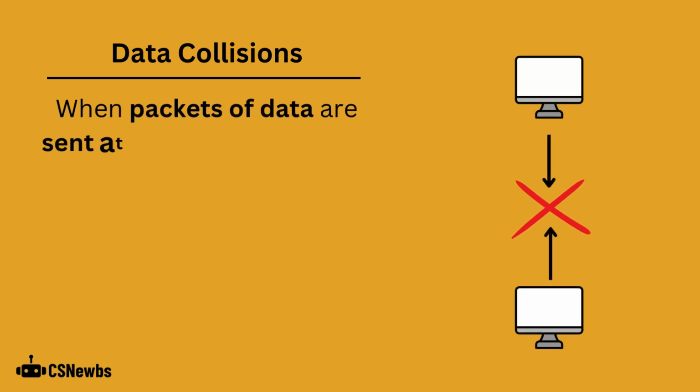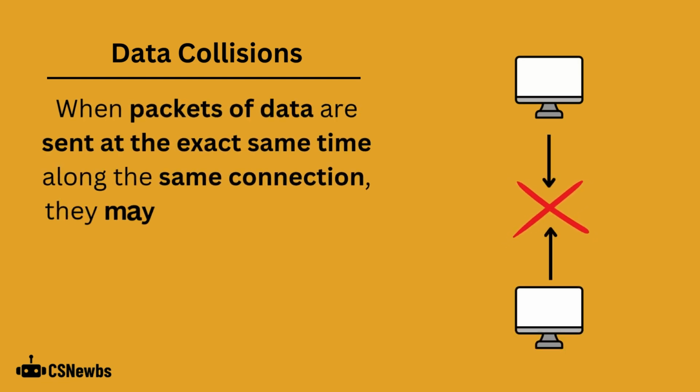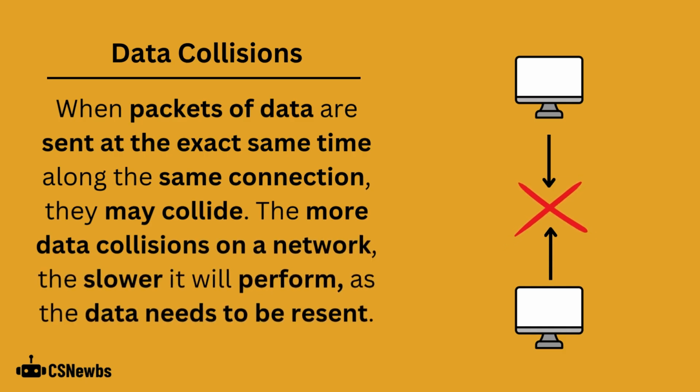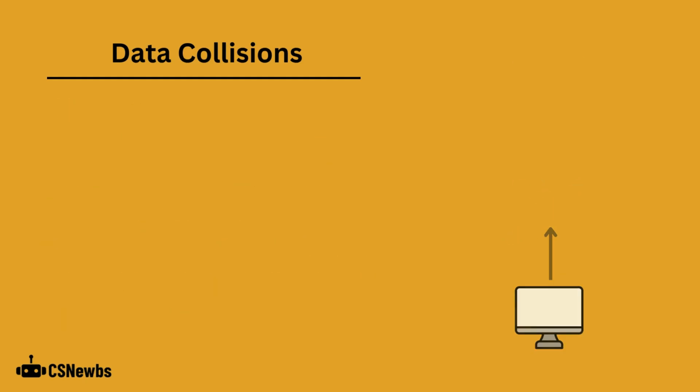When packets of data are sent at the exact same time along the same connection, they may collide. The more data collisions on a network, the slower it will perform, as the data will need to be resent.